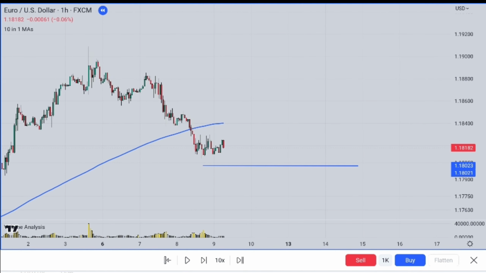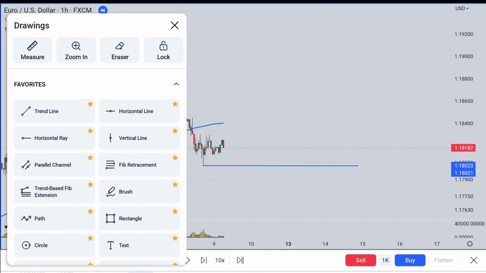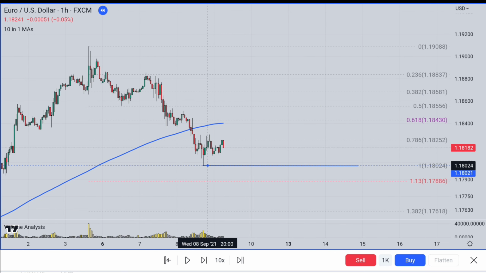We have a bottom formed below the moving average line. We draw a support line to this level and extend our Fibonacci tool from the price peak to the support line.